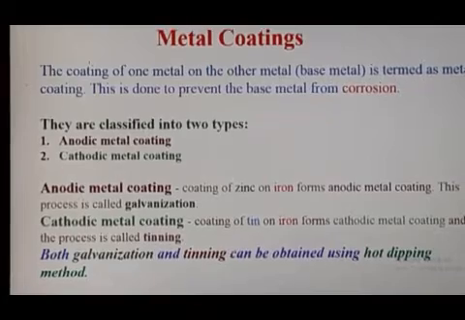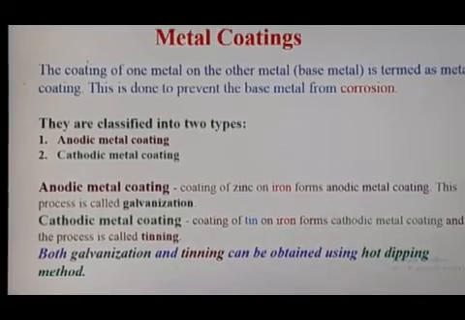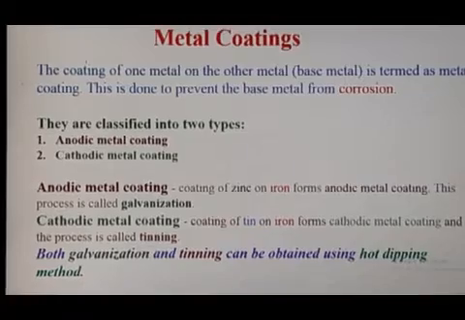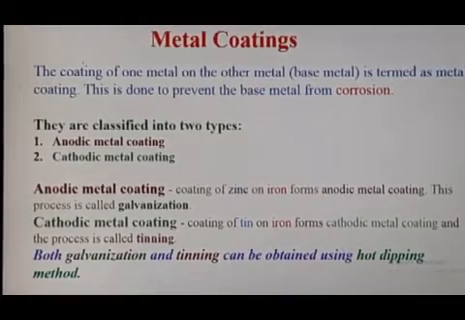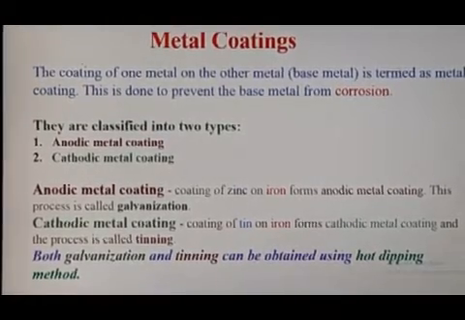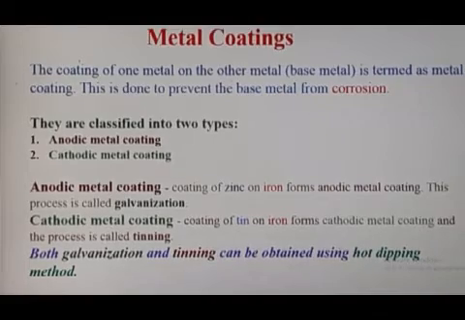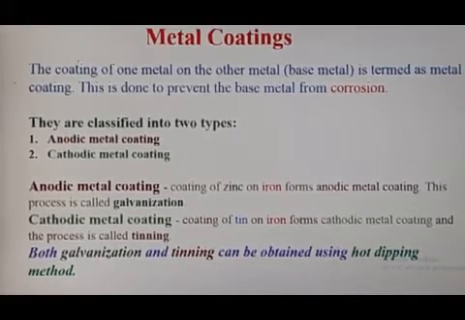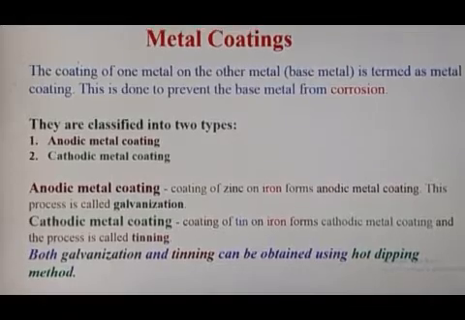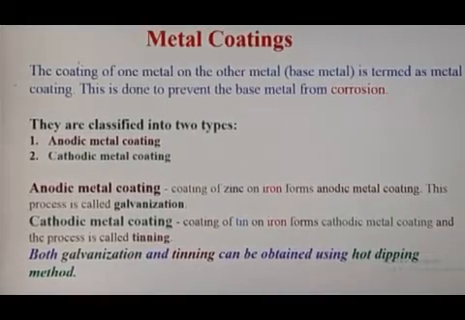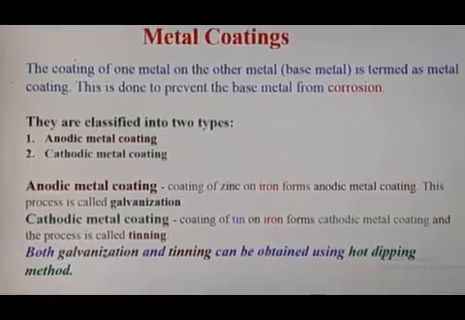When the metal coated on the surface to be protected is anodic, the coating is called an anodic metal coating. For example, zinc coated on iron forms an anodic metal coating because zinc is anodic to iron, and the process is called galvanization. But when a coating which is cathodic to iron, such as tin, is coated on iron, it forms a cathodic metal coating, and the process is called tinning.